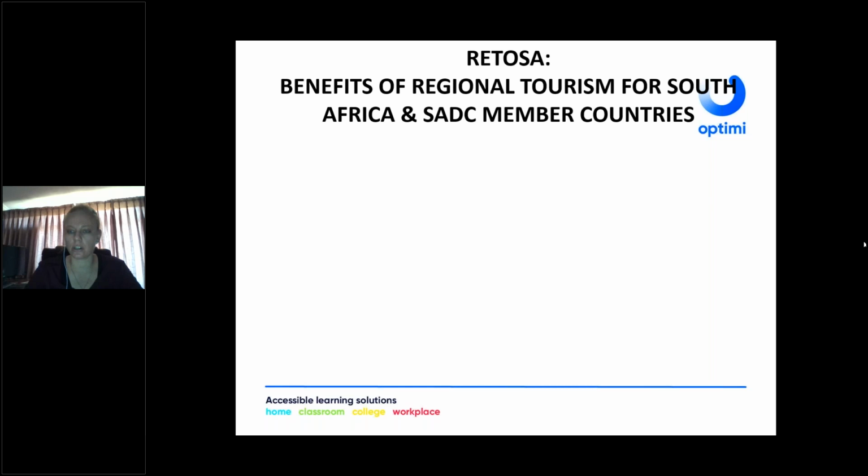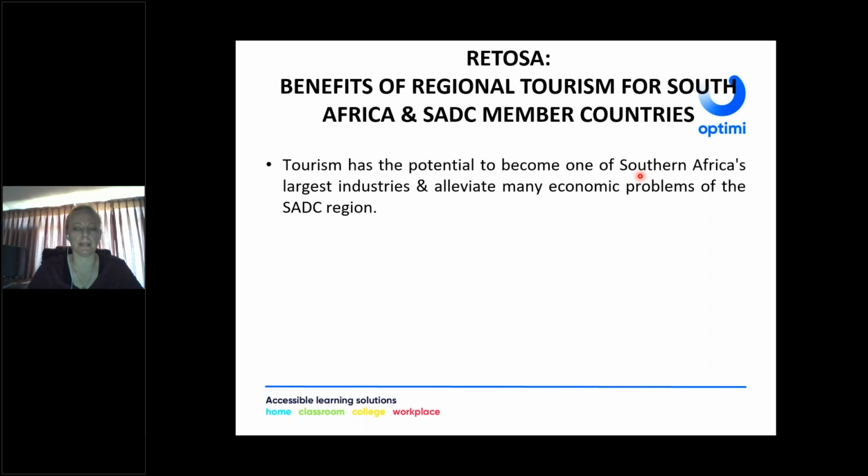Okay, excellent. So the next aspect that we're going to look at is the benefits of regional tourism for South Africa and for the SADC member countries. So obviously we can't have this body or this organization and it doesn't have any benefits for these countries. So let's look at what the benefits will be. Tourism has really got the potential to become one of Southern Africa's largest industries and to alleviate many economic problems of the SADC region.